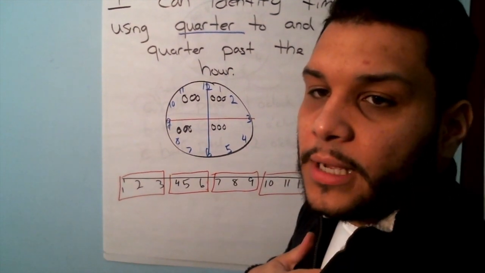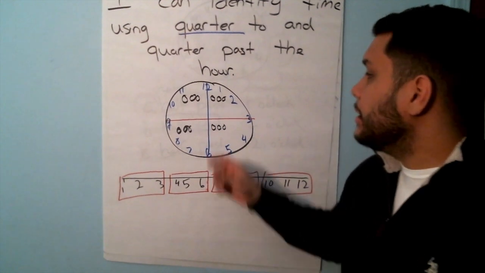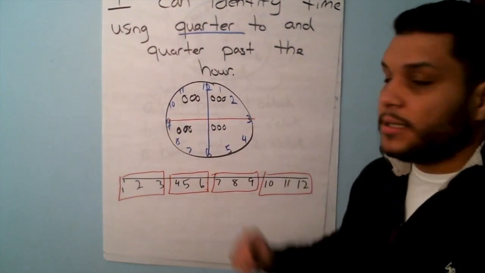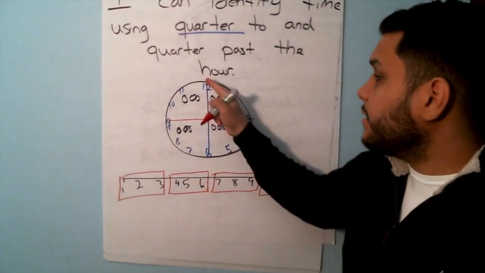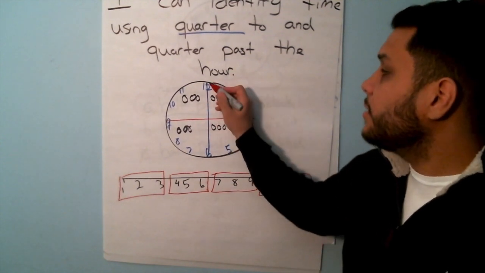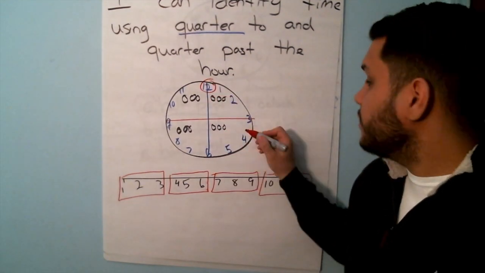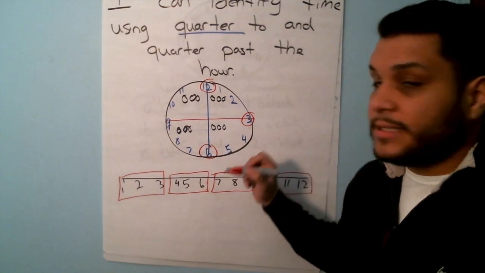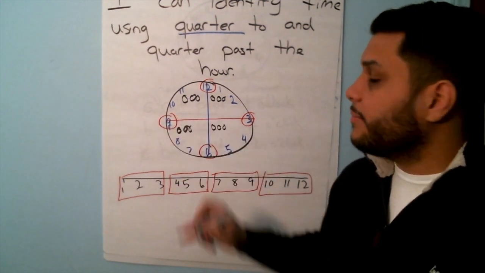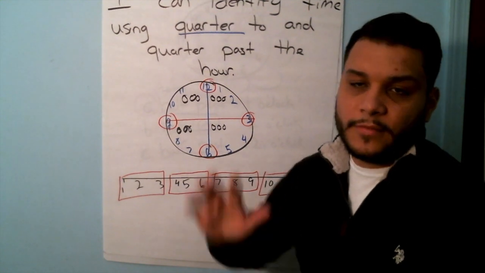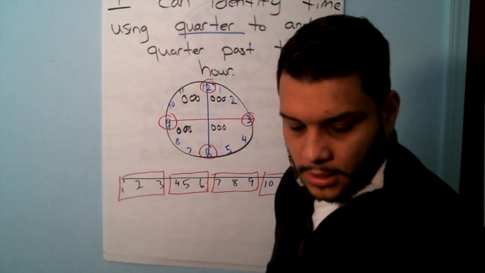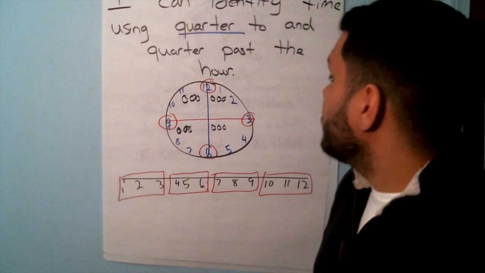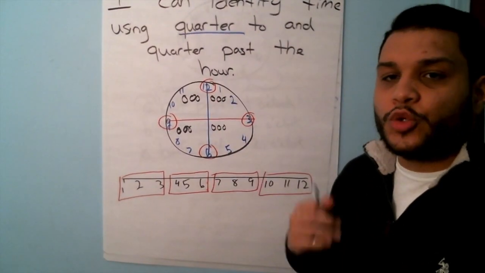Now help me real quick. What numbers do my lines touch? Let's start at the top. It touches the number, correct, 12, the number 3, the number 6, and the number 9. High five. Deep breath. What if I wanted to break this down into minutes?